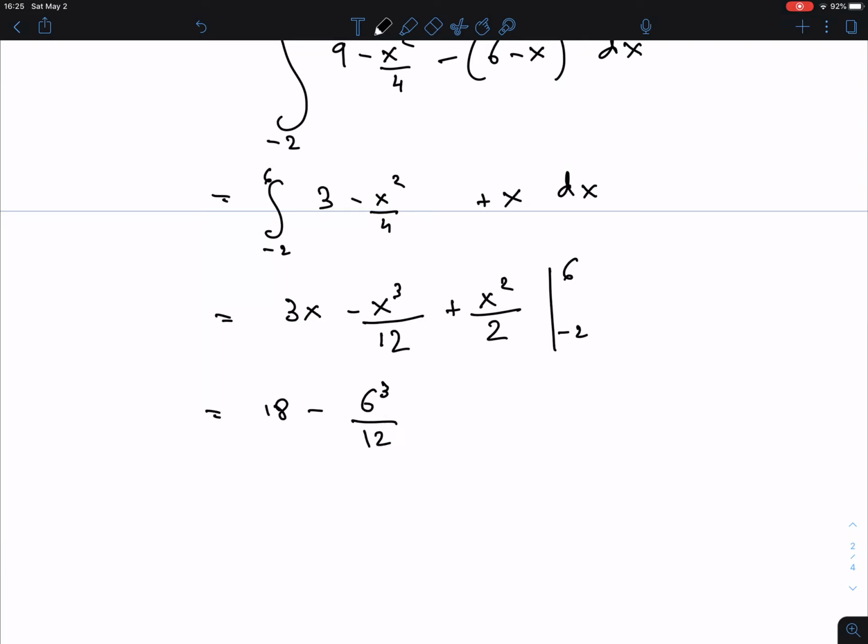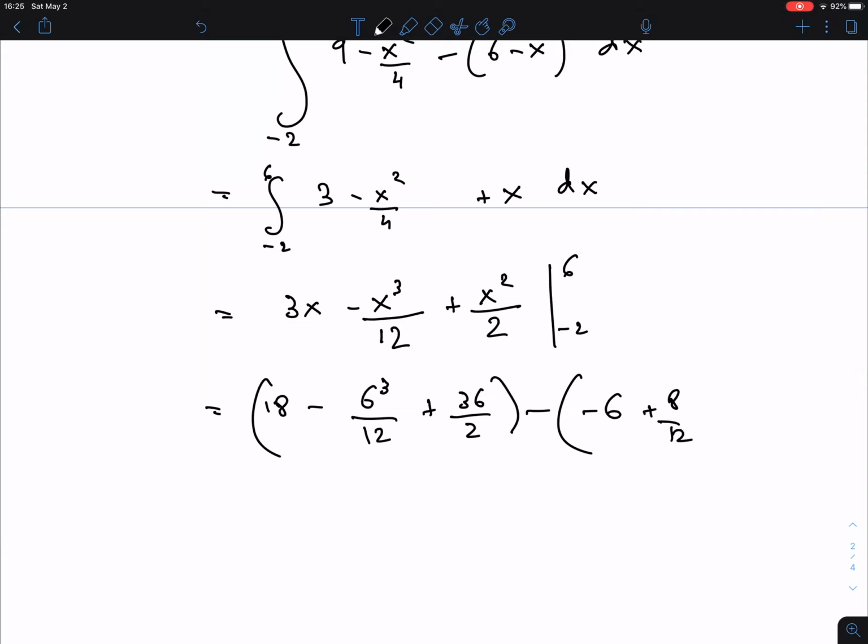I've kind of lost interest in the actual number here, although you see it actually comes out. And minus, so this is minus. Now we plug in negative 2. That's minus 6. Minus 2 to the power 2, that's minus 8. But we have already a minus, so 8 twelfths plus 4 halves.